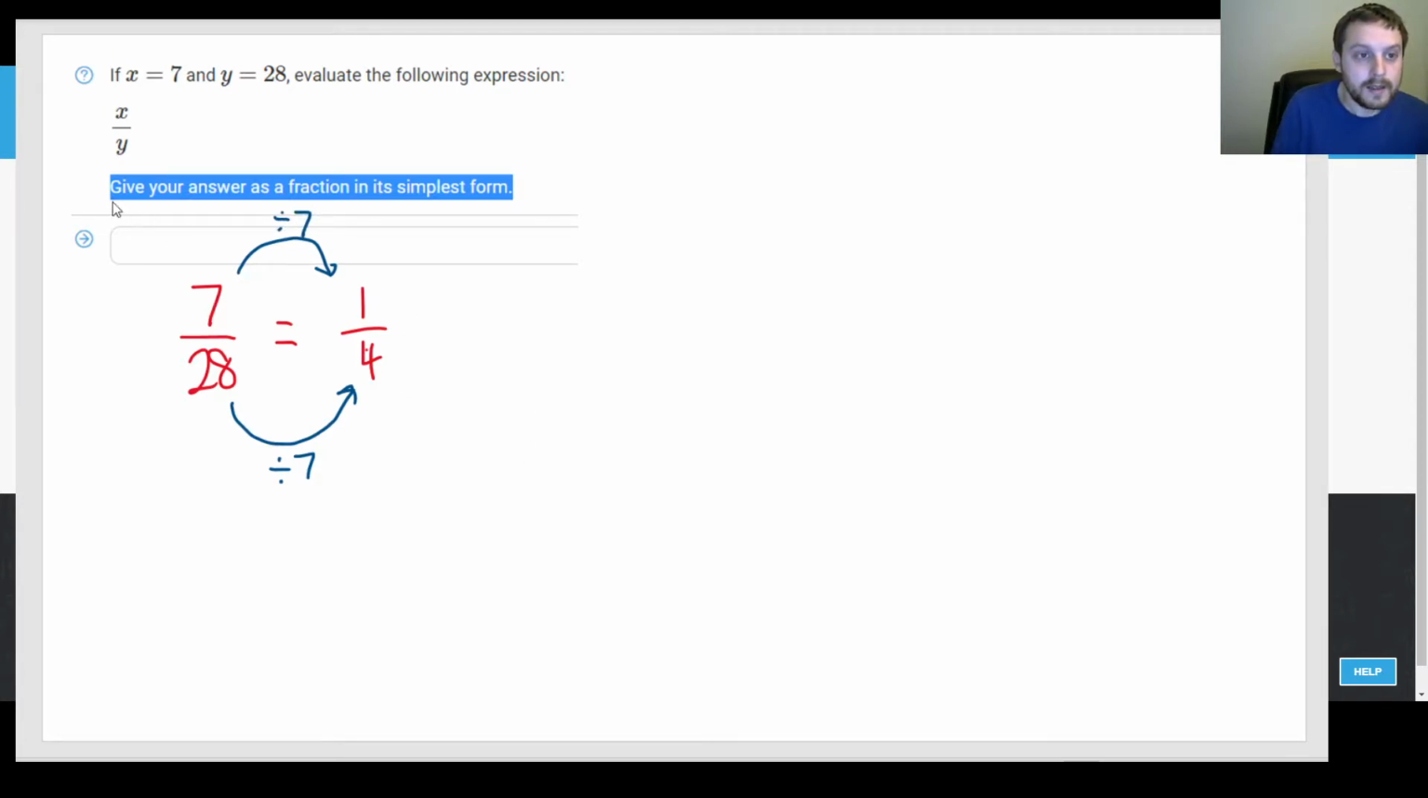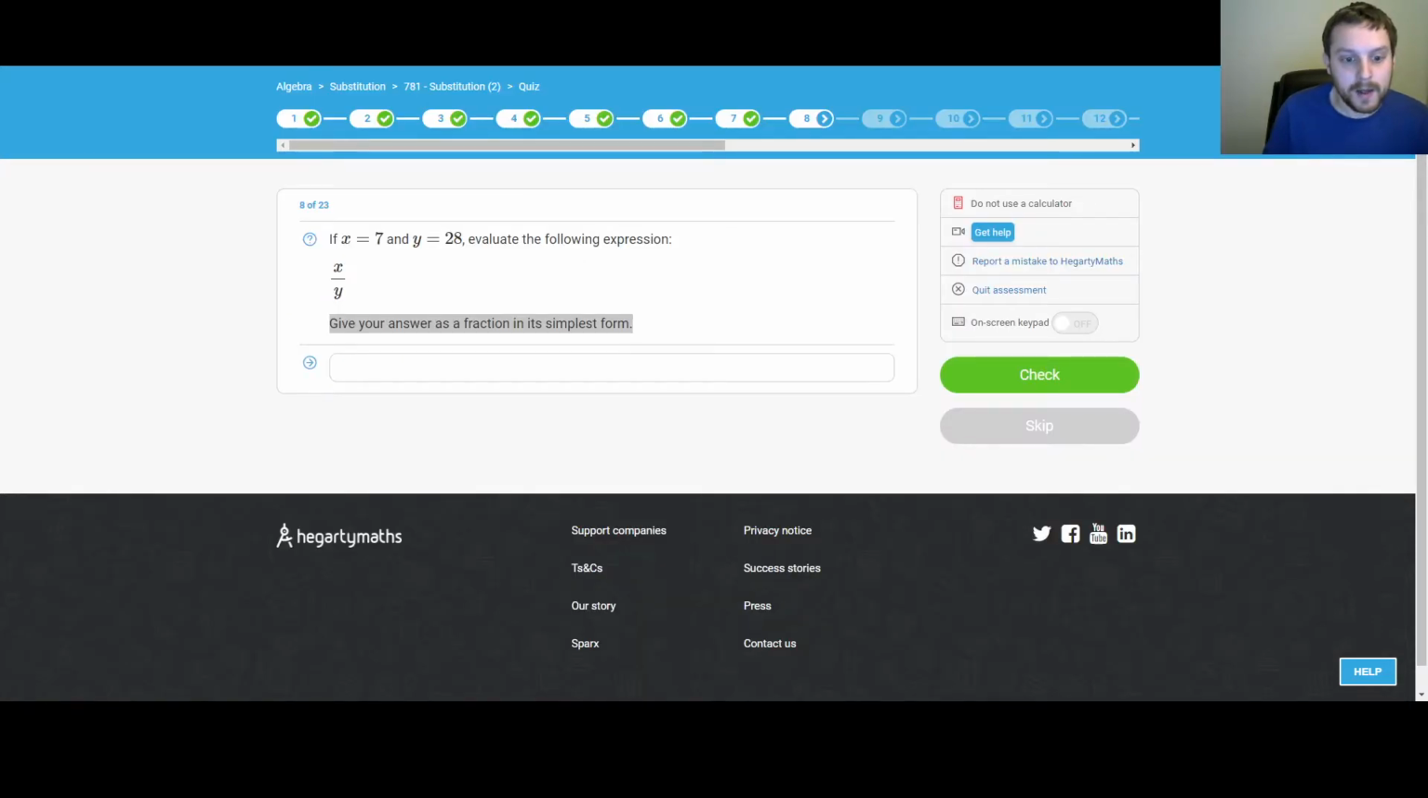This one here is the fraction in its simplest form. You can't simplify a quarter anymore because there's nothing that goes into 1 that also goes into 4 other than 1, and that doesn't help you simplify. So I'm going to type in a quarter now, and I'm going to show you how to do that.